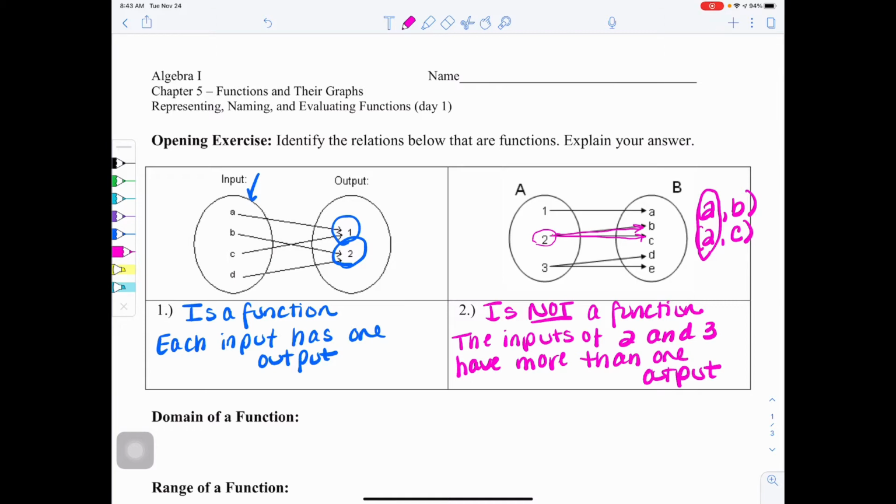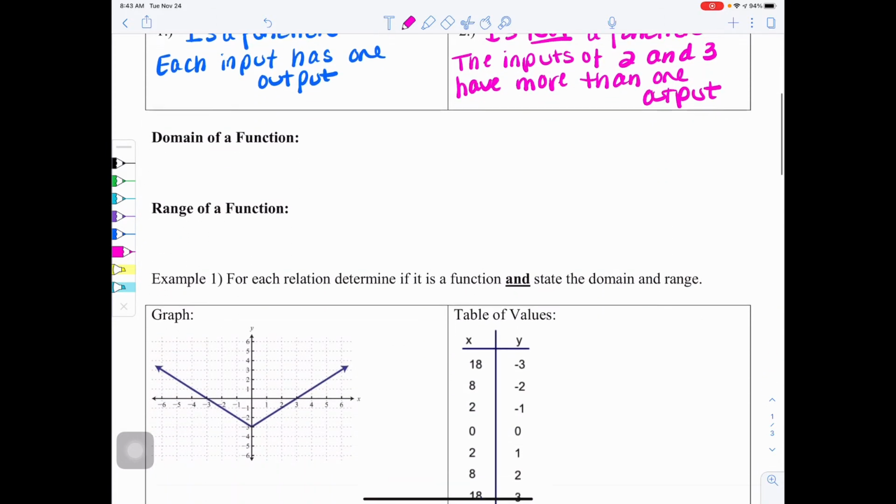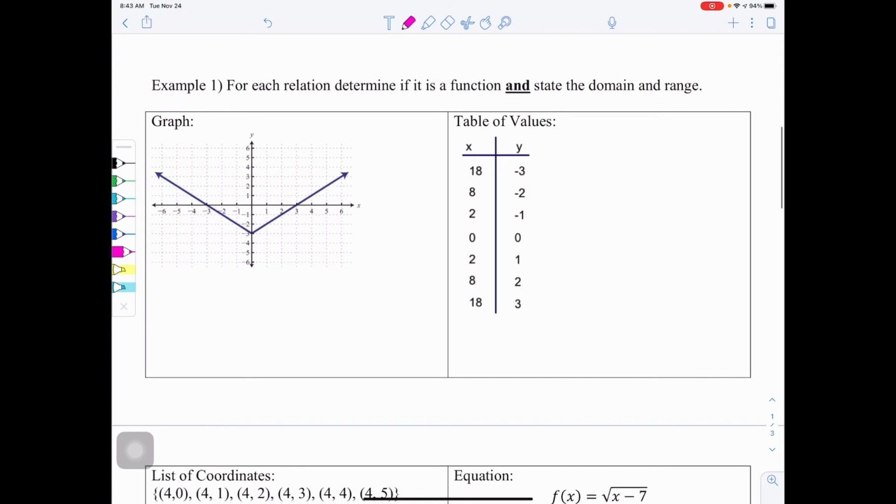All right, so as I said, we're not going to discuss domain and range today, but what we are going to do now is move down to example 1, where it says for each relation, determine if it is a function and state the domain and range. We are only going to do the is it a function part, okay?